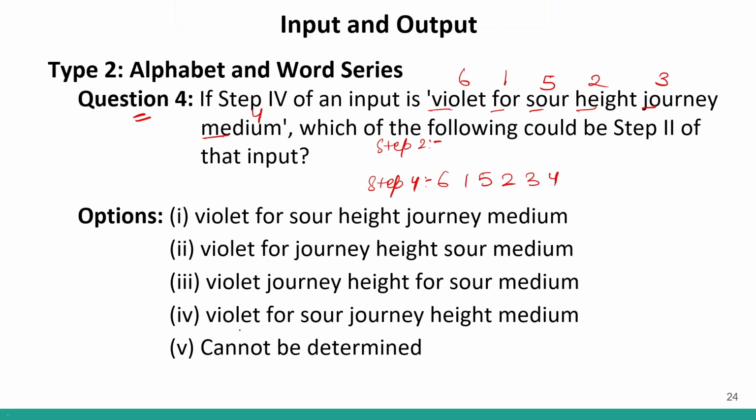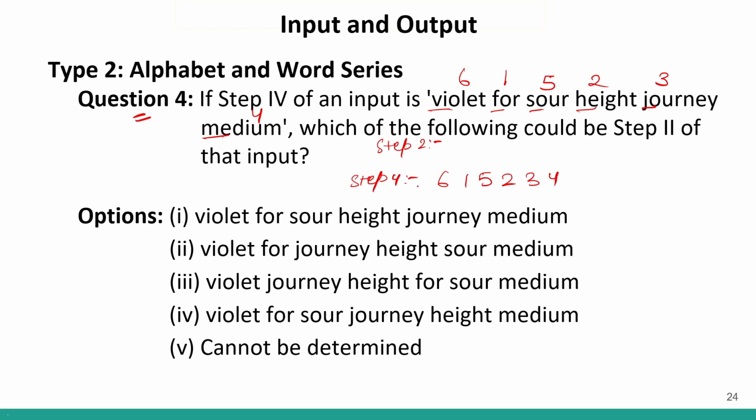So if I look over here, this particular one, this is 6. F is 1. S is how much? S is 5. H is 2. J is 3 and this is 4. So this is the same arrangement. Same arrangement cannot be step 2 because we have to rearrange. So this is not the correct answer. Okay. This is step 4.